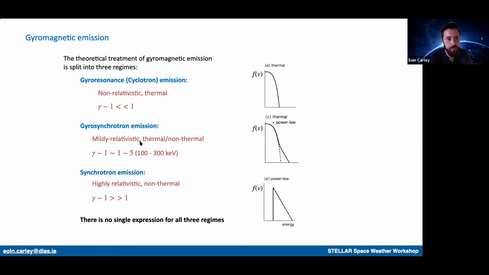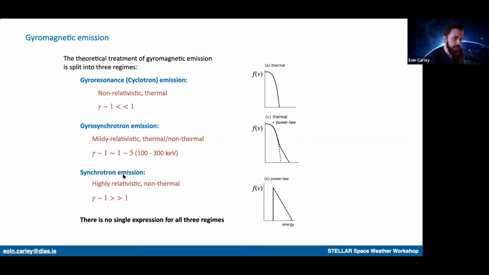The one that's most important for the sun is called gyrosynchrotron emission. That's for mildly relativistic electrons and usually a mix of thermal and non-thermal particles. In other words, the electrons will have a thermal distribution plus a non-thermal tail. And usually this is what causes the gyrosynchrotron emission for the sun. Typical energies are a few hundred keV and probably up to more than this, maybe a few MeV as well.